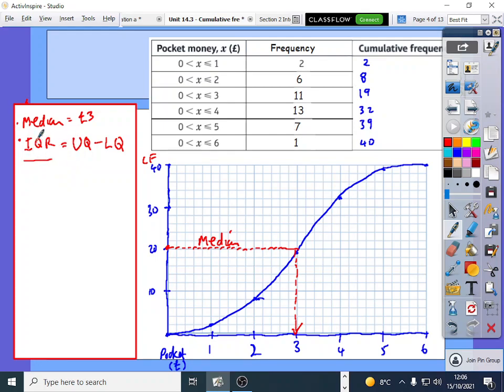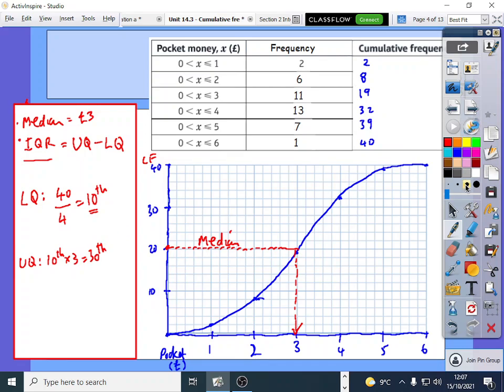So it's the interquartile range: upper quartile take away the lower quartile. For the lower quartile, we get the 40 total and divide it by 4, which gives the 10th person representing the lower quartile. For the upper quartile, three quarters of the data, times it by 3, is the 30th person. Where does that person lie?